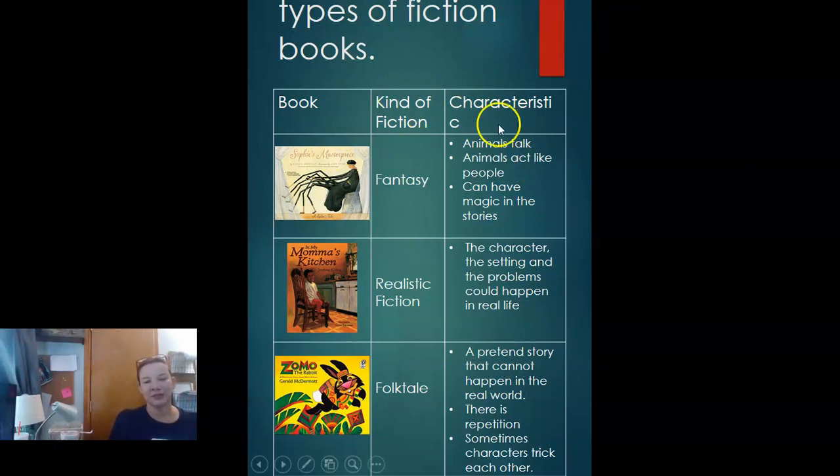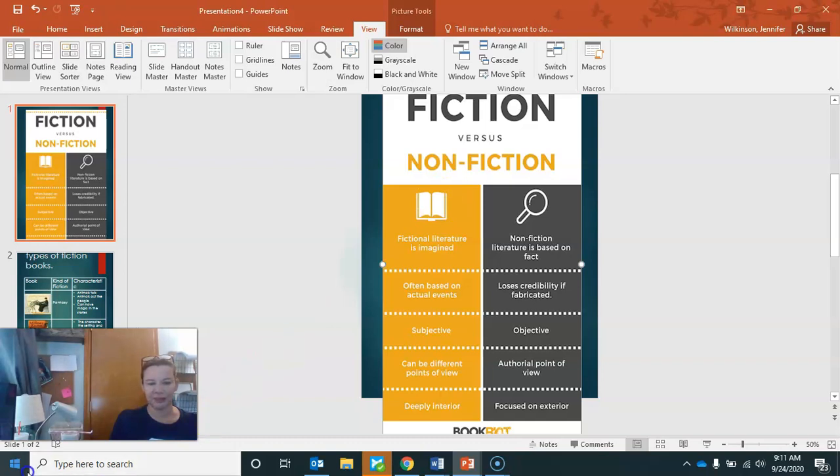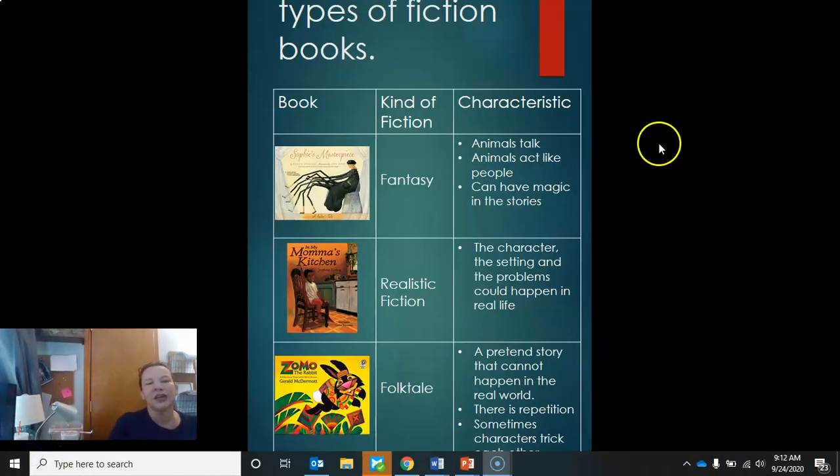So the characteristics of fantasy, we're talking about fantasy. The animals talk, animals act like people, and can have magic in the stories. So we've read, I think, maybe 2 fantasy books, The Lemon Moon and Sophia's Masterpiece. Because in The Lemon Moon, the lemon tree magically grew back. So in fantasy, animals talk, animals act like people, and can have magic in the stories.